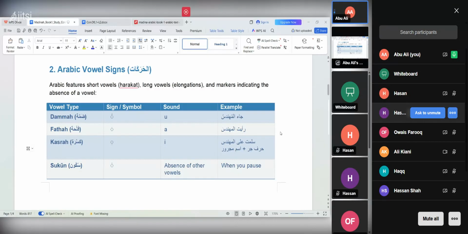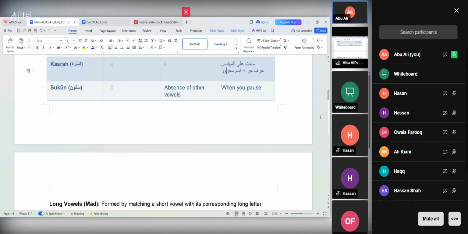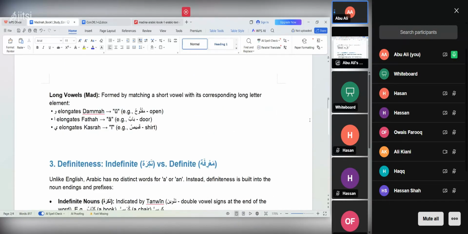This is for short vowel signs. I'm sorry, hummus is stuck in my throat. Now long vowels. I don't know why it says mad. I think it means med.